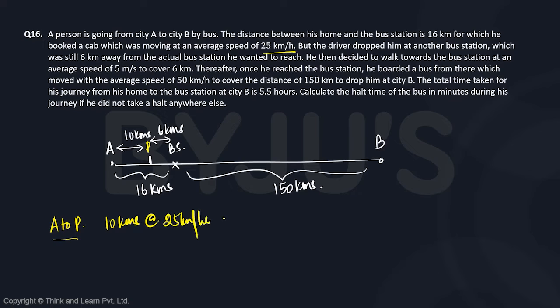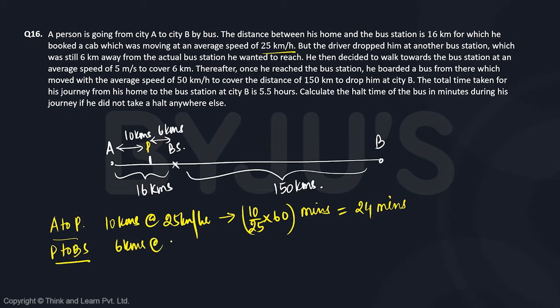So how much time is he going to take? The time here is going to be 10 by 25 into 60, so these many minutes. If we solve this, we will have 24 minutes. Then P to the bus station, that is 6 kilometers, he traveled at the speed of 5 meters per second.